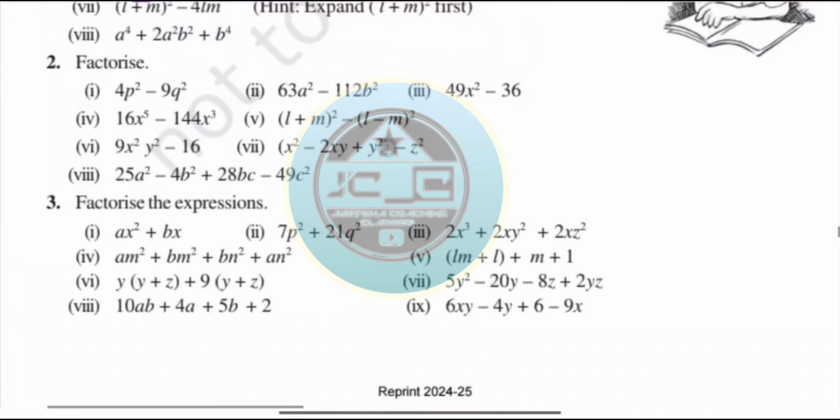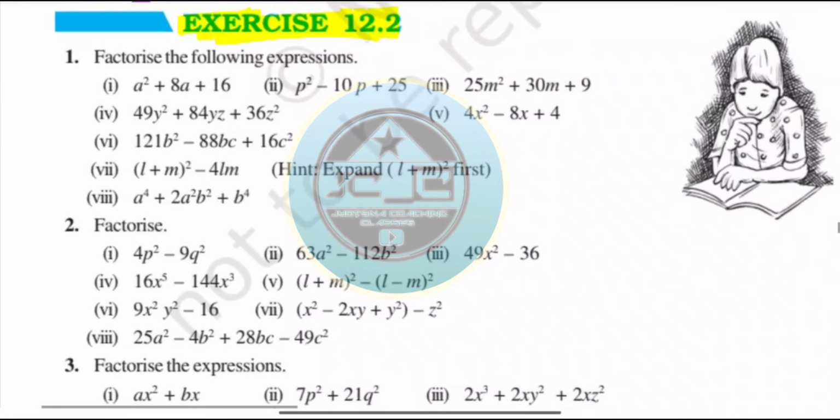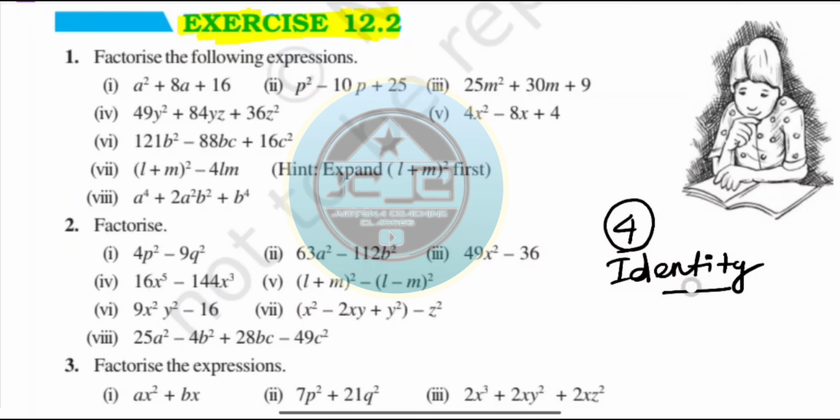So overall we are going to factorize all the questions given in this chapter, but the most important thing is that we are going to use the four identities that we have learned earlier. All four identities are going to be used in this series of questions, which are named identity I, II, III and IV.